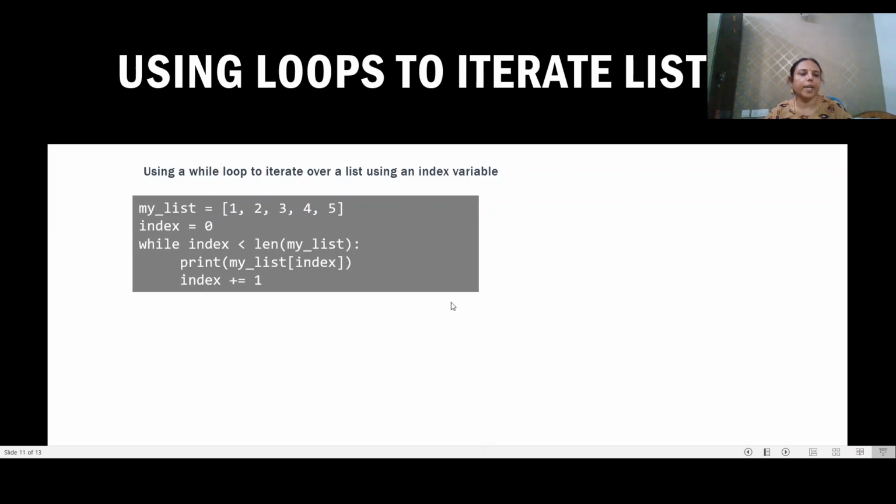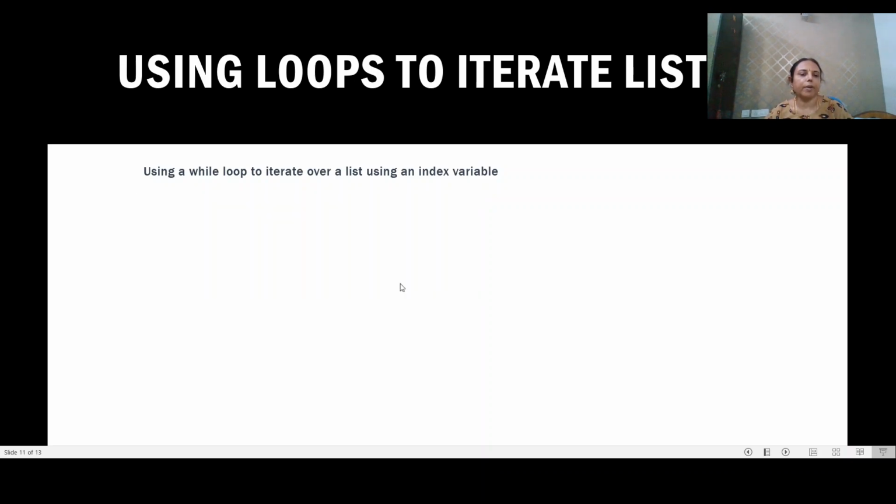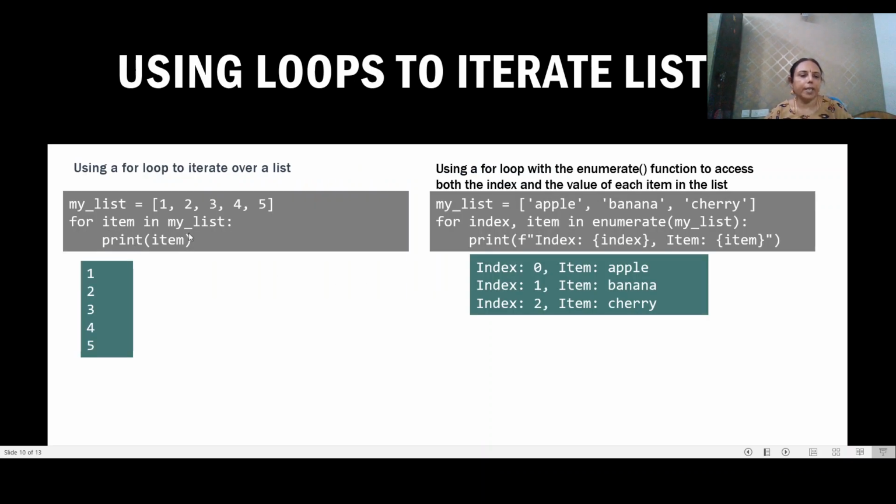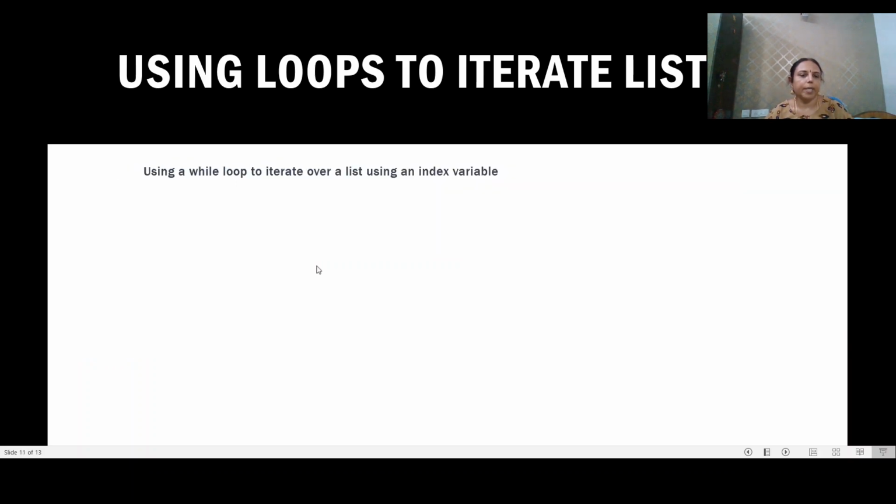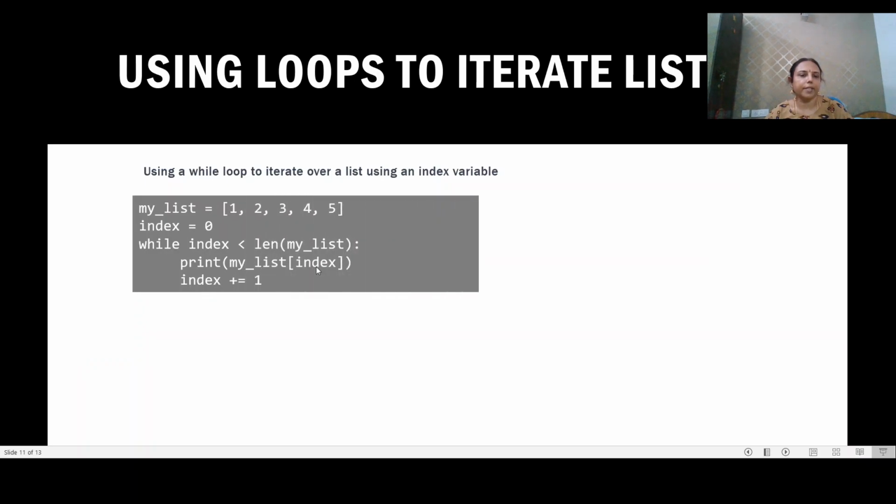But a for loop doesn't require any index representation. Simply if I put for item in my list, it will automatically refer to the elements in the list. But here we need to define the index variable, initialize it to 0, then you have to set the limit. The limit is till you reach the end of the list. You have to access the element using that index, and increment this index value every time.